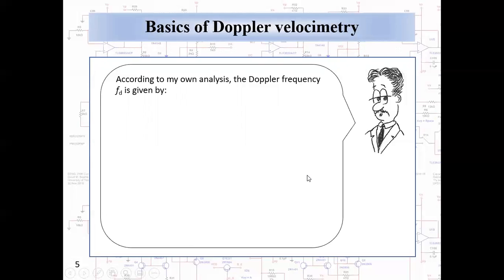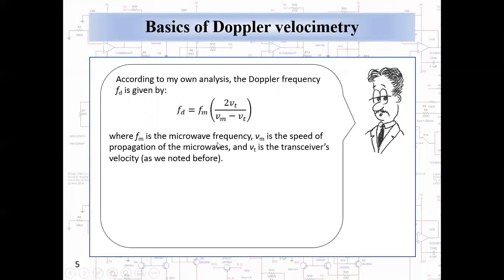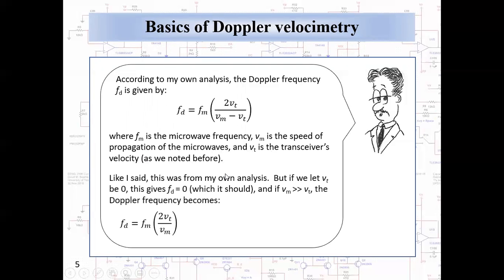According to my own analysis, the Doppler frequency f sub d is given by this relationship, where f sub m is the microwave frequency, v sub m is the speed of propagation of the microwaves, and v sub t is the transceiver's velocity, as we've noted before. Like I said, this was from my own analysis. But if we let v sub t in this expression be 0, this gives a Doppler frequency of 0, which it should. And if v sub m is much larger than v sub t, the Doppler frequency becomes simply this, which is a known result. So I think my derivation is correct, and in the following, we're going to work with this expression in any case.